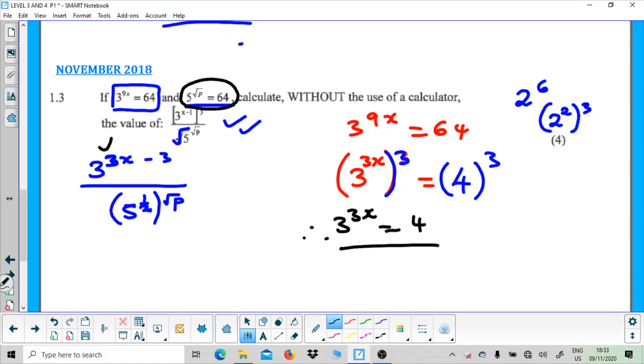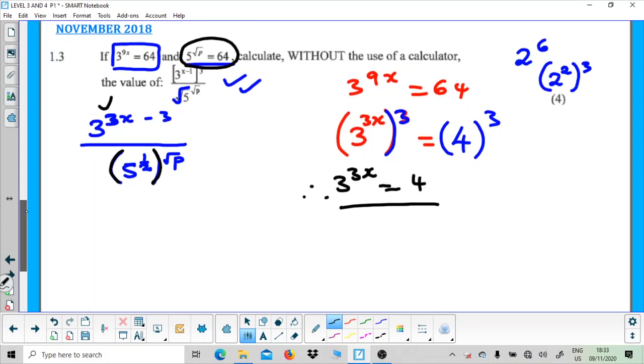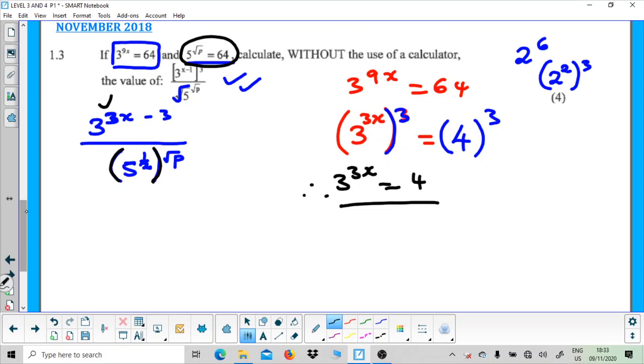5 to the power root p is equal to 64. In fact, why should I even bother? Because I can make this right here change to 5 to the power root p instead. So look at what I'm going to do in a few minutes. I am going to look at the numerator. I'm going to split that one. I'm going to say 3 to the power of 3x multiplied by 3 to the power of negative 3.